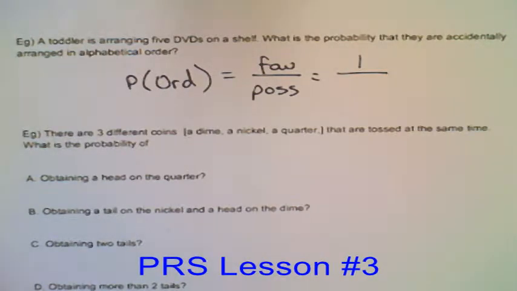the number of favorable outcomes over the number of possible outcomes. Okay? Favorable outcomes, there's 1. It's either in alphabetical order or it's not. So 1. There's only one way it's in alphabetical order. The possible outcomes are a little bit harder to figure out. You're asking yourself, how many ways can you arrange 5 DVDs on the shelf? Basically, it's asking you how many ways can these DVDs be arranged?